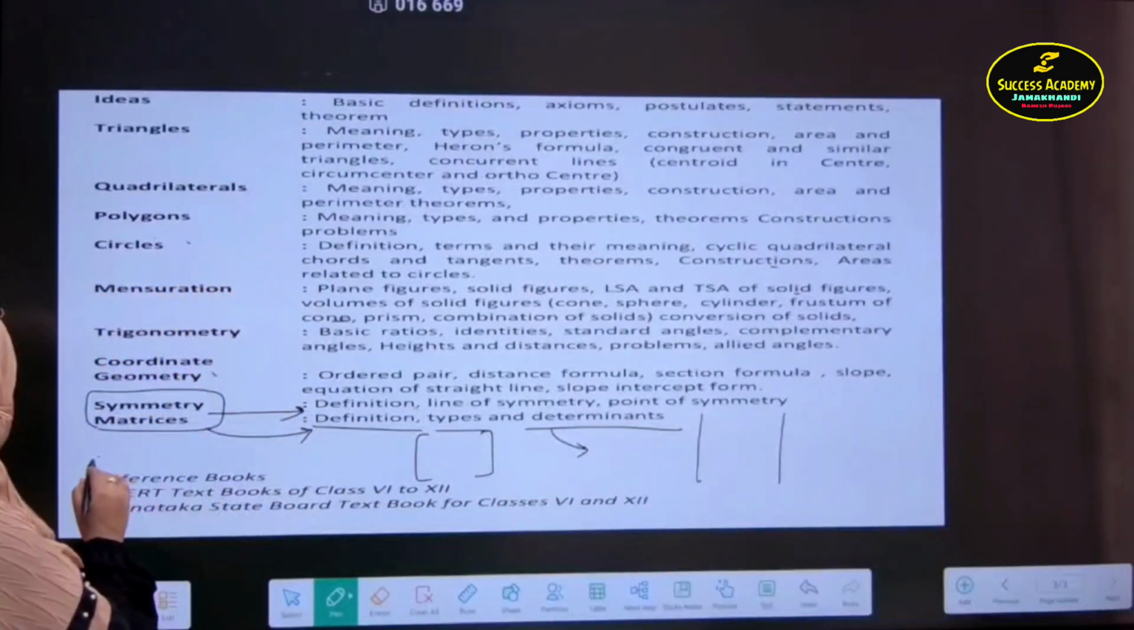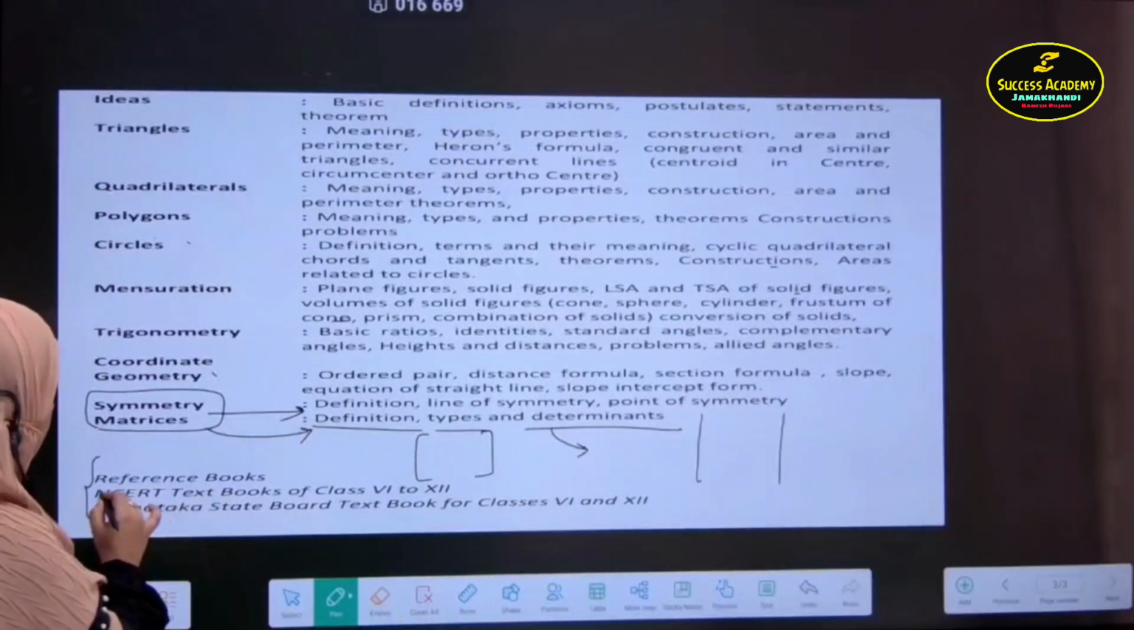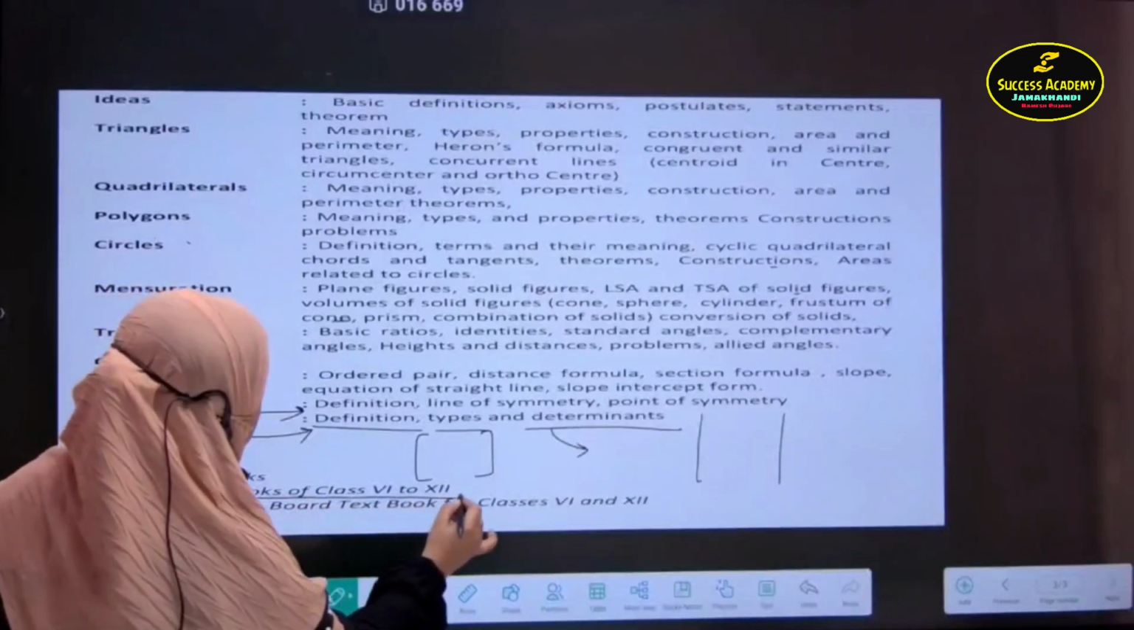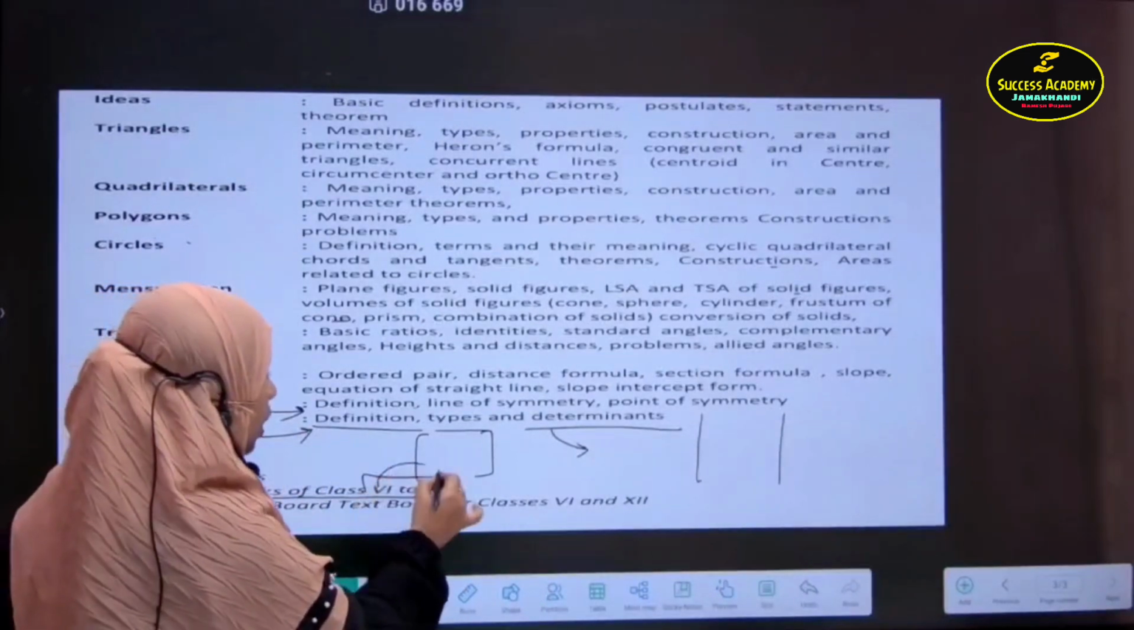And the books which are given as reference by the board: NCERT textbooks of class 6 to 12th.